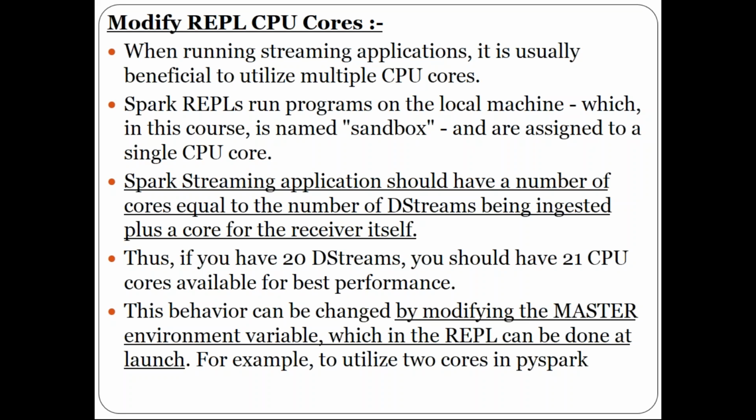for your REPL. Once again, I repeat, your Spark streaming application should have a number of cores equal to the number of DStreams being ingested plus a core for the receiver itself. Receiver itself means the way your source starts a connection to the receiver to send the data. So you have 20 DStreams, and one more CPU core available for your REPL as well. This behavior can be changed by modifying the master environment variable, which in the REPL can be done at launch.